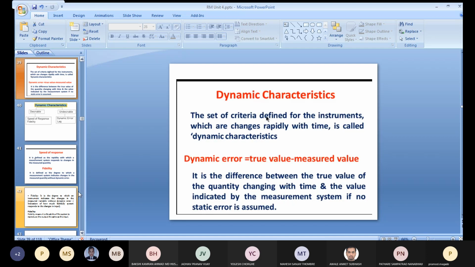It is the set of criteria for the instruments which change rapidly with respect to time, called the dynamic characteristic.